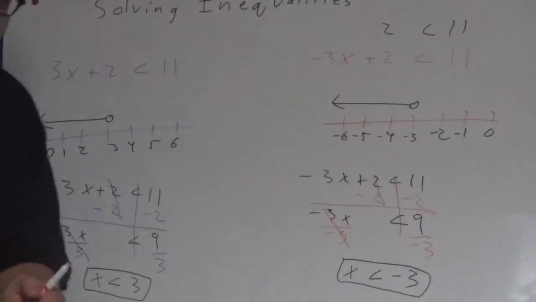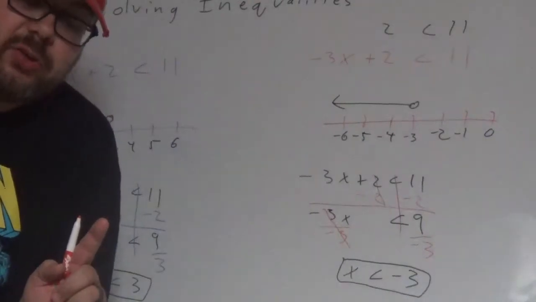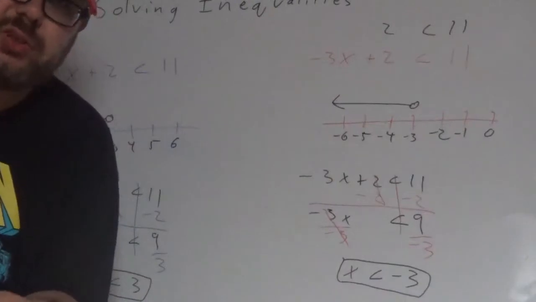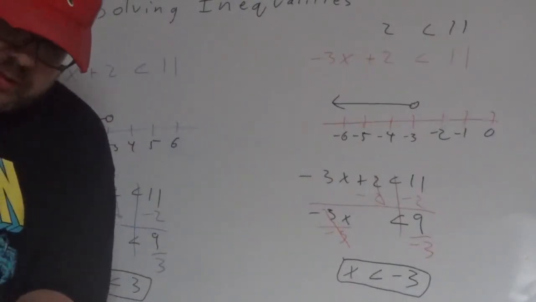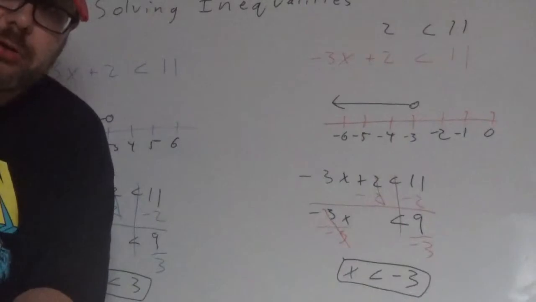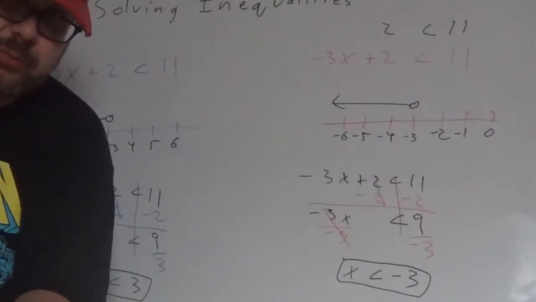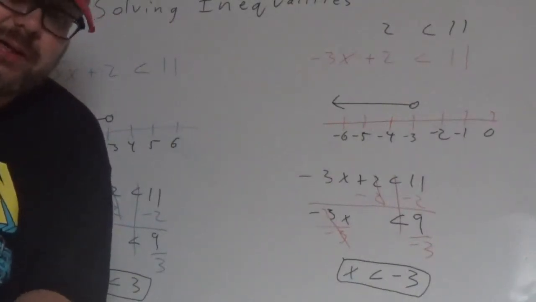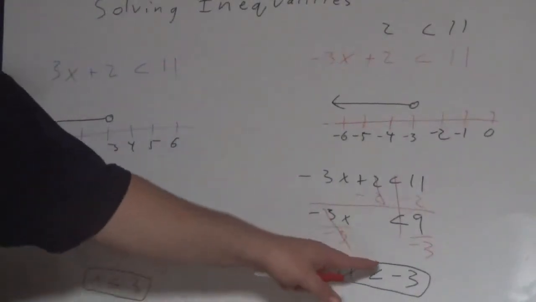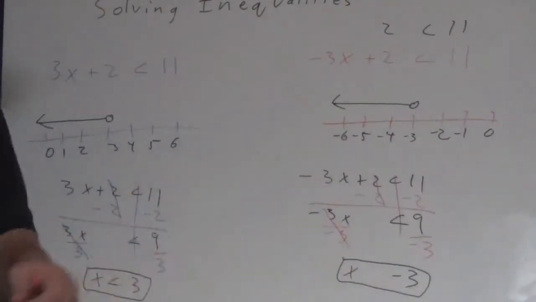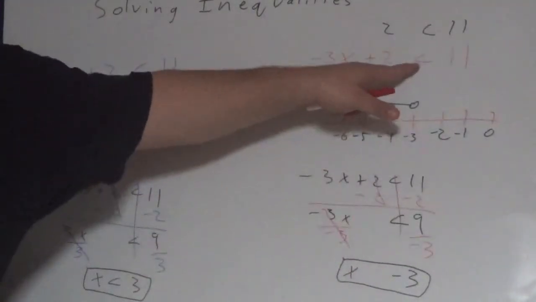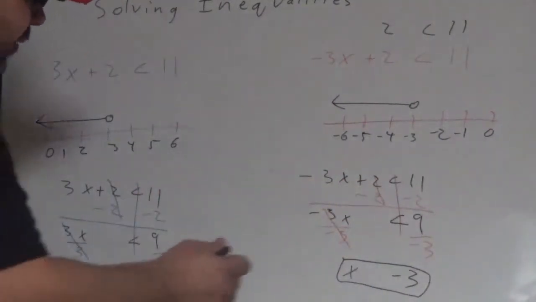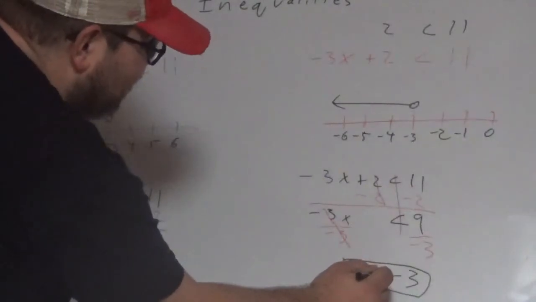The one difference between solving equations and solving inequalities, in how we do it in the process, is when we multiply or we divide by a negative. If we multiply by a negative or we divide by a negative, we flip the sign. So this was less than, less than, less than. Now it's going to be greater than. We're going to flip it from less than to greater than.